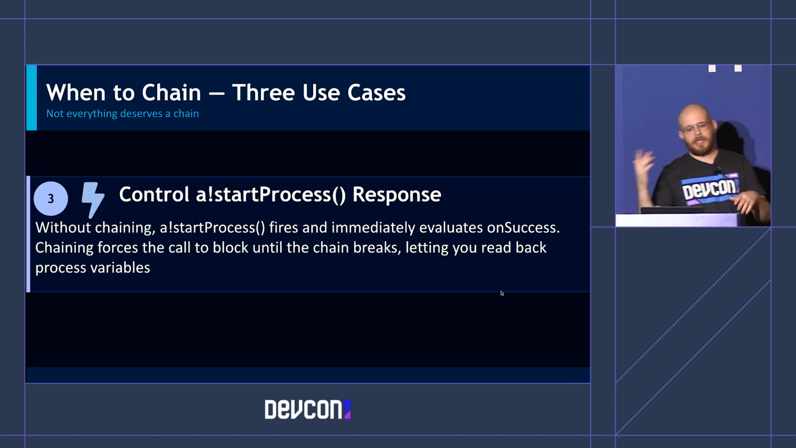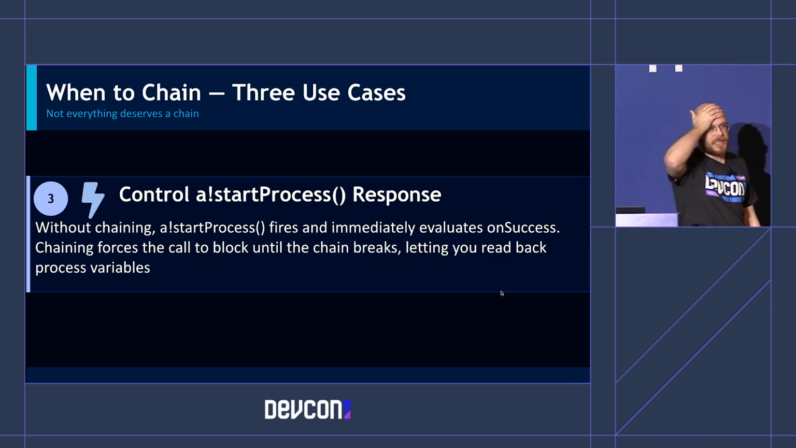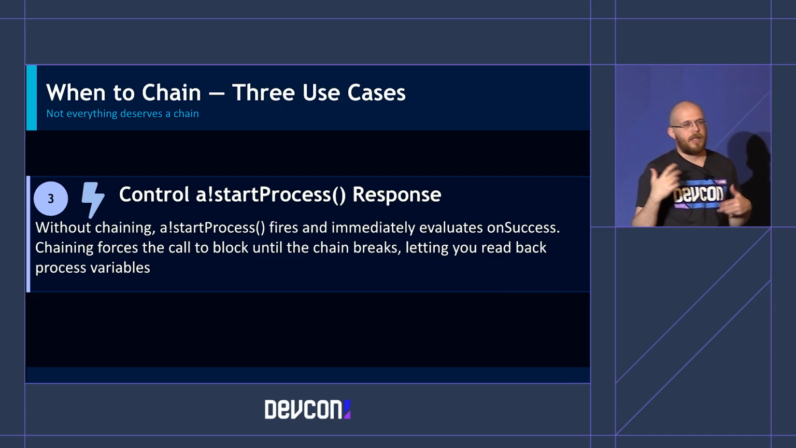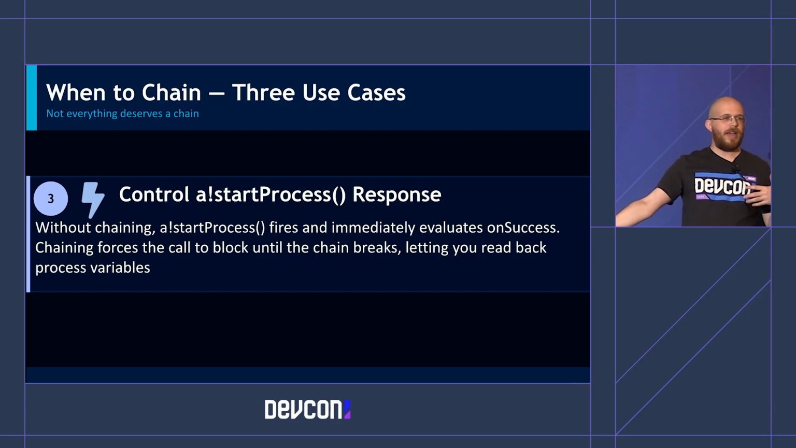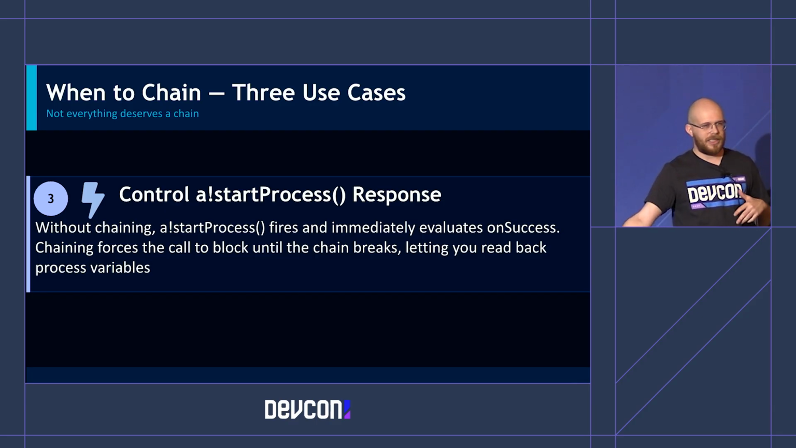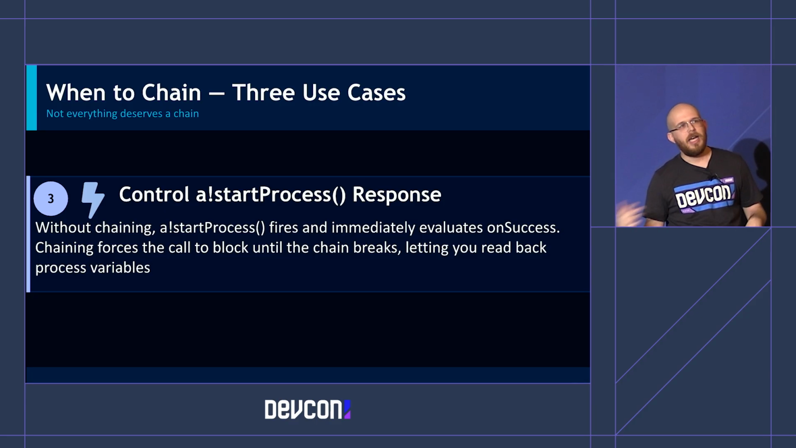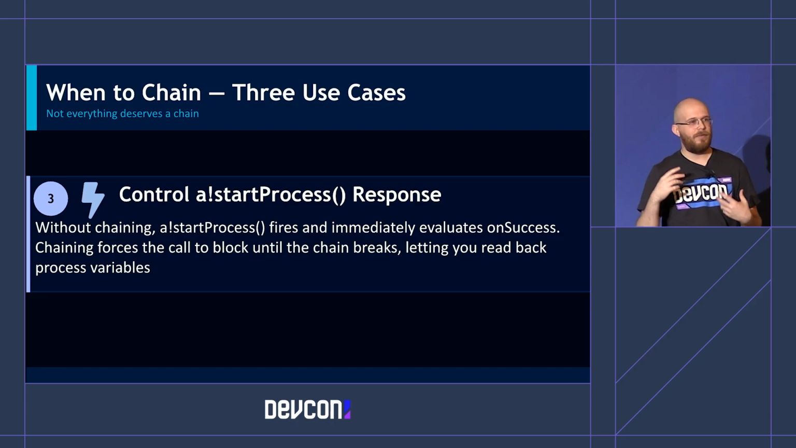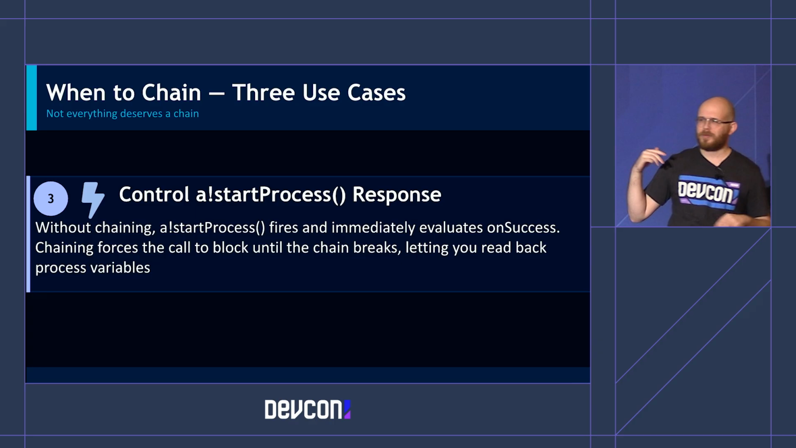And the last one is control of the a!startProcess response. This is the one that is kind of tricky for me. Let's just say that we have a button that calls an a!startProcess. So we start the process in the background, and then there's a calculation or something happening, and we want to get the result of that via the onSuccess parameter.